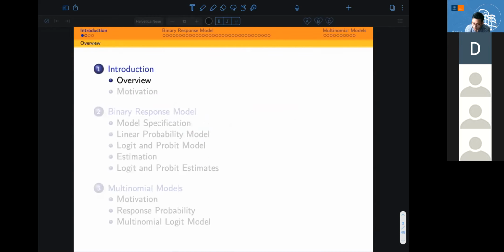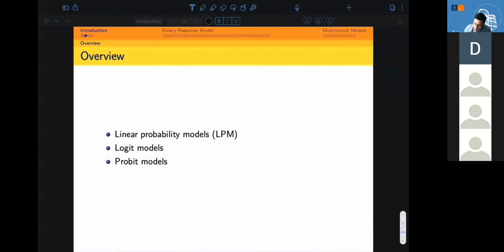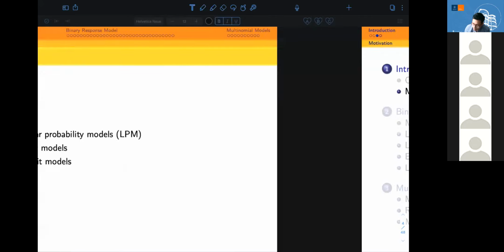All right, so I'm going to go through the overview of the limited dependent variable model. It's a very big literature, but I'm going to focus on just two methods. The first one is the binary dependent model, and the next one is the multinomial model. So this is the overall overview of the lecture. We have the linear probability models, the Logit models, and the probit models.